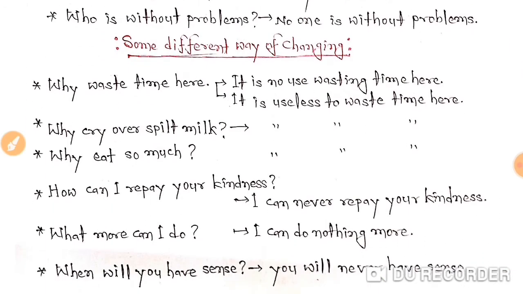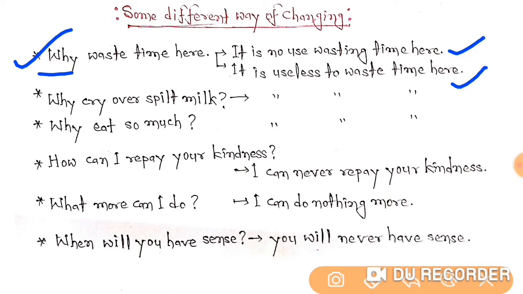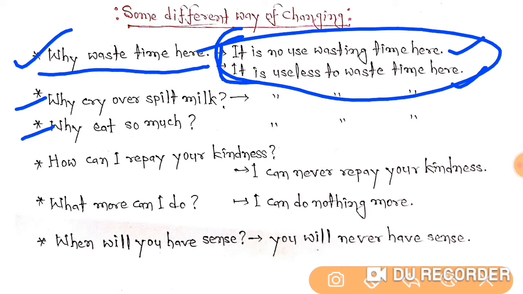Now there are some different ways of changing some different interrogative sentences that you will have to keep in your mind, right? Why waste time here? It is no use wasting time here. It is useless to waste time here. So this sentence has been interchanged with the help of these two examples, right? The second example: Why cry over spilt milk? Why eat so much? These two sentences can also be interchanged with the help of these two patterns, right?